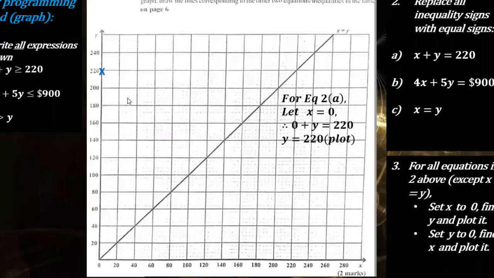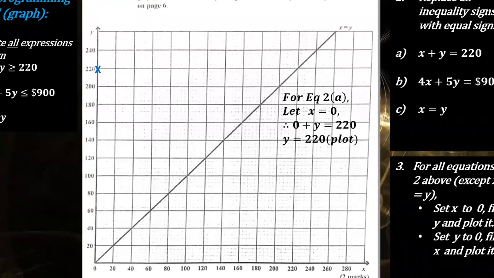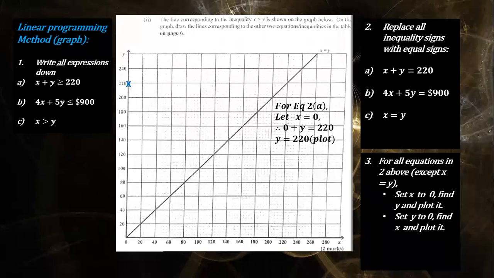Okay? Right, and there's a close-up, because we saw a close-up there. It's going to be 220. And we are now all set to execute the second instruction. The second instruction is set y to 0, find x, and plot it.